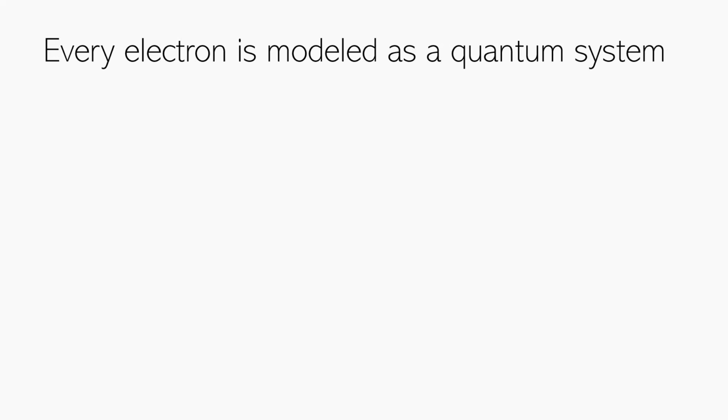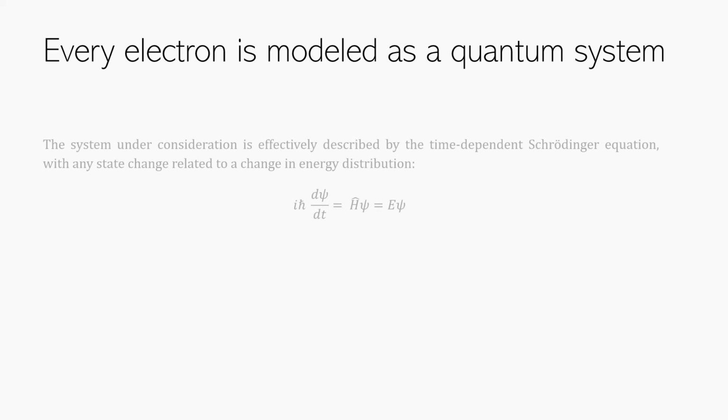So now we're modeling every component electron of every ion as a mixed state quantum system, and the sum of all these density matrices will define the voltage state of each neuron in the cortical network. And again, the system under consideration is effectively described by the time-dependent Schrödinger equation, with any state change related to a change in energy distribution. And remember, H hat is the Hamiltonian operator, providing a vector map of all energies in the system, and psi is the eigenvector for the probable state of the quantum system after some time t has passed.